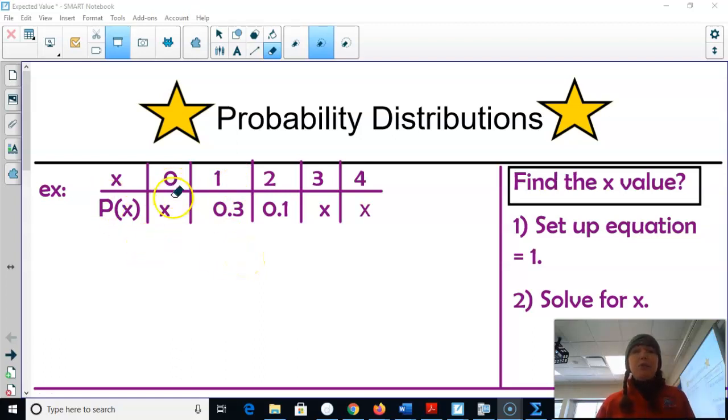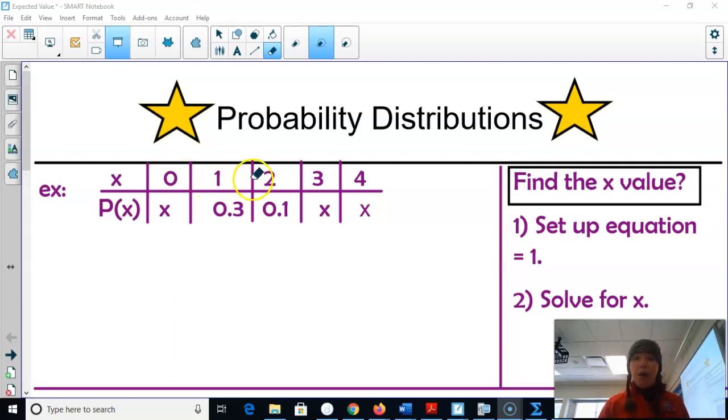A probability distribution is a list of the sample space, so all of the total outcomes that could happen in an event. And then under it is the corresponding probability with each individual event in that sample space, okay? Now, here's one where we have our sample space. Let's say we're rolling a die, or we're picking numbers out of a hat. Here's everything that could happen.